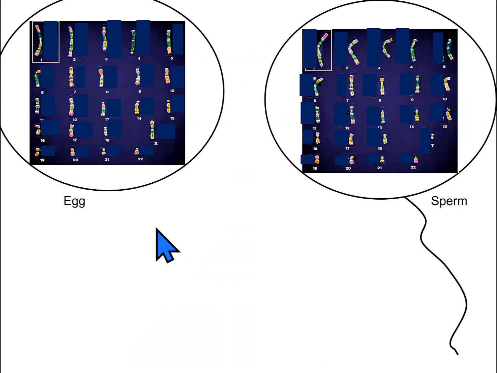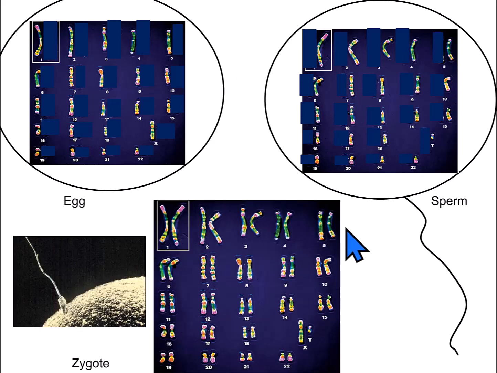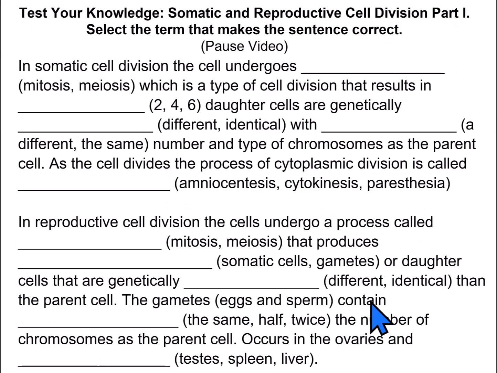So here's an egg which has 23 chromosomes, or the haploid number, uniting with a sperm which has 23 chromosomes, or the haploid number also. They unite together, and that's going to give you a diploid zygote. It's a fertilized egg. Let's test our knowledge.